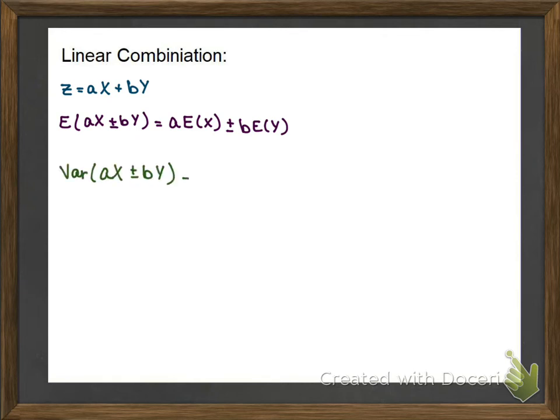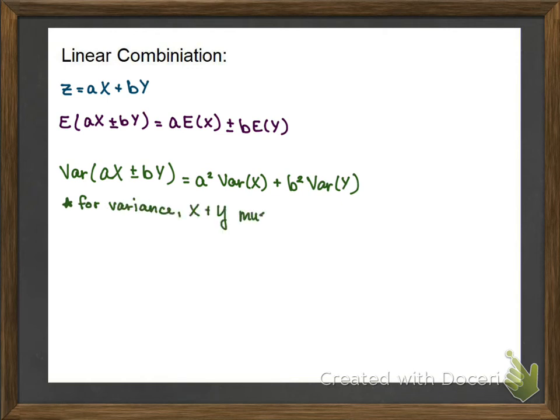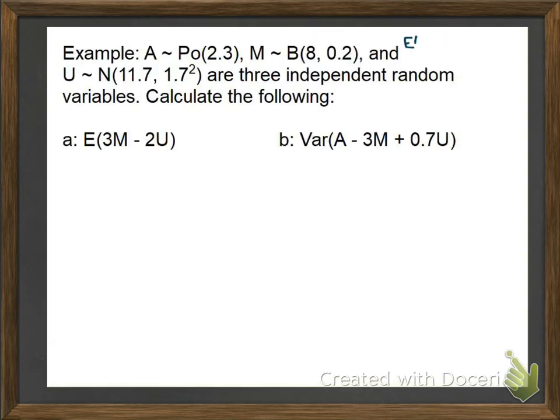For your variance, it is very similar. You do take the square. But if you notice, it doesn't matter if you're adding or subtracting these combinations, you will always be adding when you break it apart. So it is a squared times variance x plus b squared times variance y. And x and y must be independent of each other.